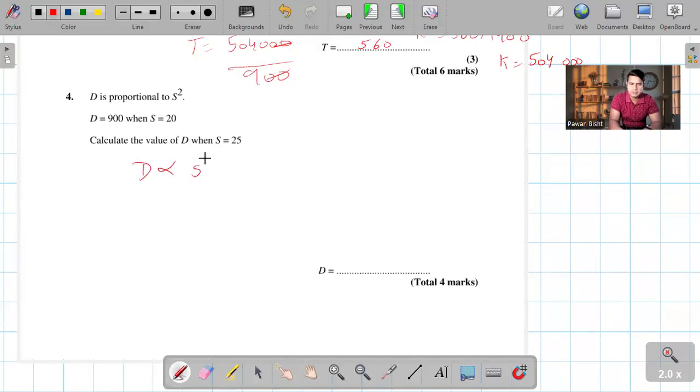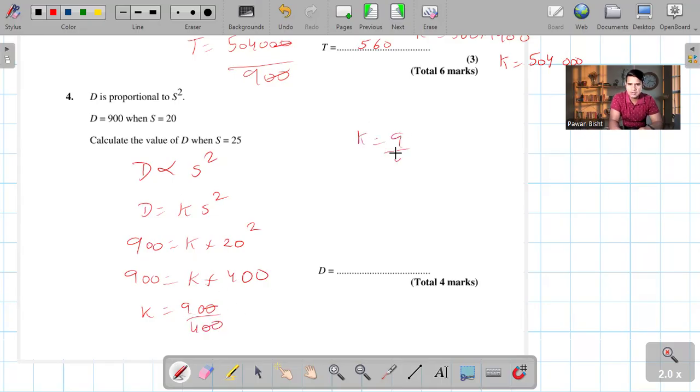Now question number 4: d is proportional to s square. Whenever we remove the proportionality sign, again same thing, we apply a constant: d equals k s square. Replace d with 900 and s with 20. So 20 square. 900 equals k times 400. So k is 900 over 400. Zeros cancel. So k is coming 9 over 4. Put it here: d equals 9 over 4 s square.